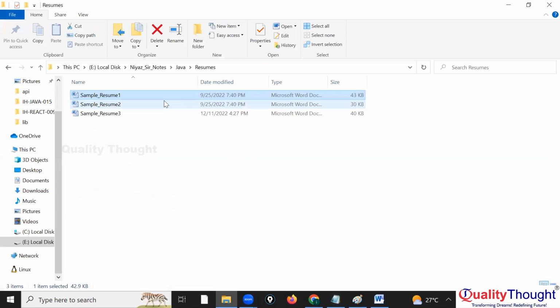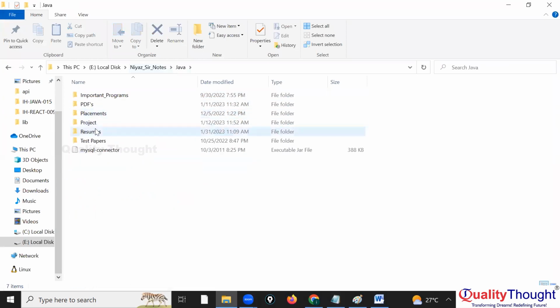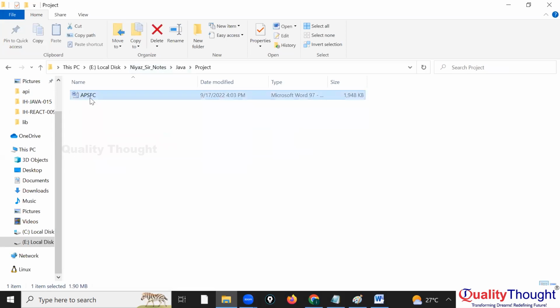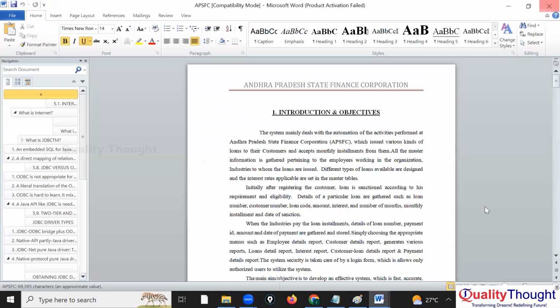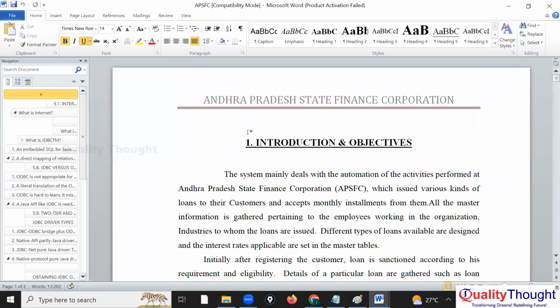So this project is nothing but, let me go to the project. See, this is the project title, guys: APSFC, Andhra Pradesh State Finance Corporation. It's an insurance project. Let me open this insurance project. You can find the full form here: Andhra Pradesh State Finance Corporation. This is a government project, guys. It is created for government employees only, to sanction loans. Understood my point here? No?